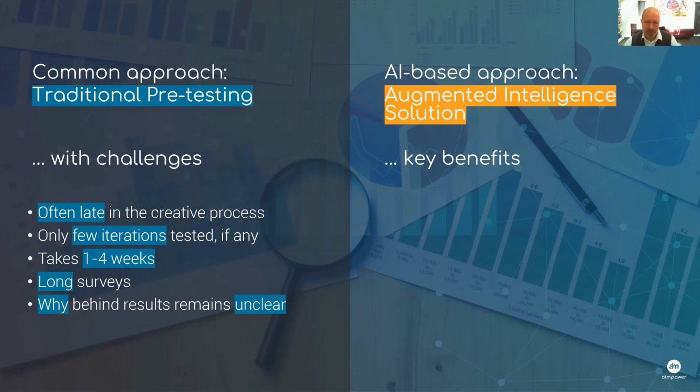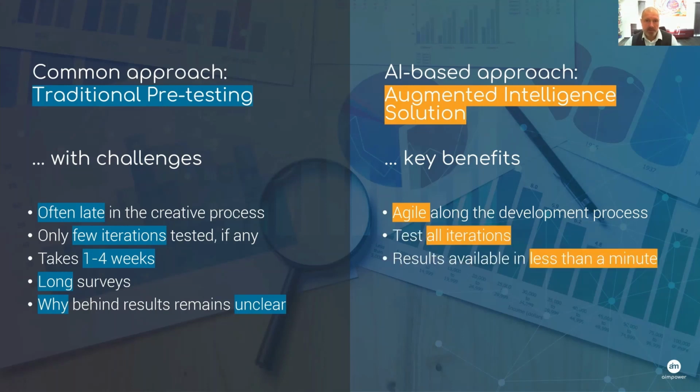Now, before going into the details, let me briefly outline the key benefits as we see them. One, this tool can be used along the entire creation process, from the early concept stages to the final produced cut versions. Then we can test a lot of iterations along the process because the results are available instantly. Importantly, we still run a survey, but it consists of only one question where consumers type in free-form text whatever comes to their minds.